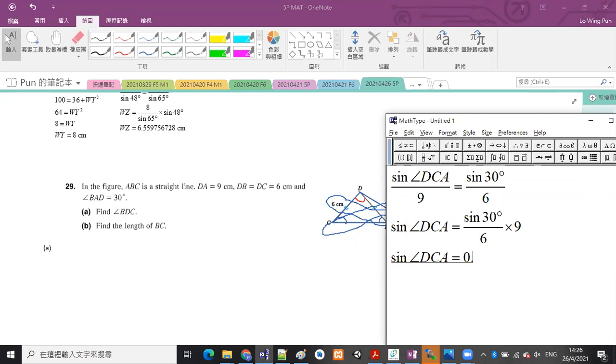Yes, 0.75. Okay, and you need to do shift sine of 0.75. And you get this to be 48.5903778 degrees. But don't forget that when we use the sine formula to find an angle, we need to consider a second possibility. Angle DCA is equal to 180 degrees minus the answer. Should be 131 point something.